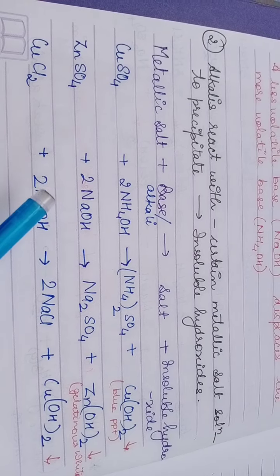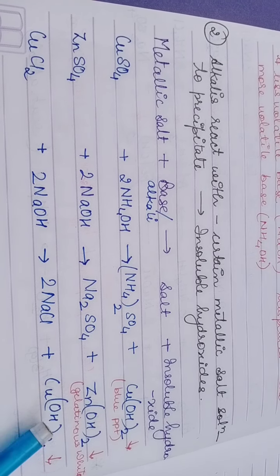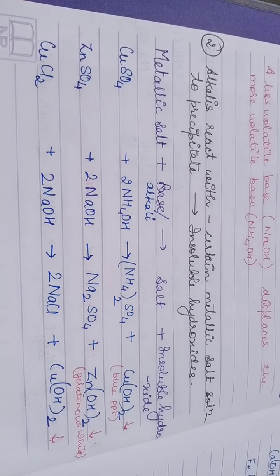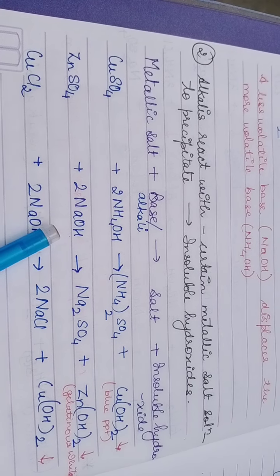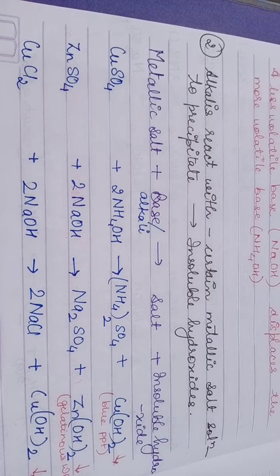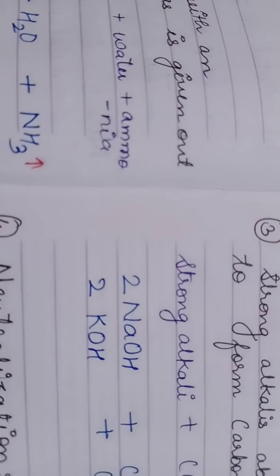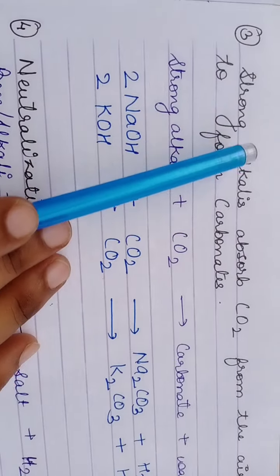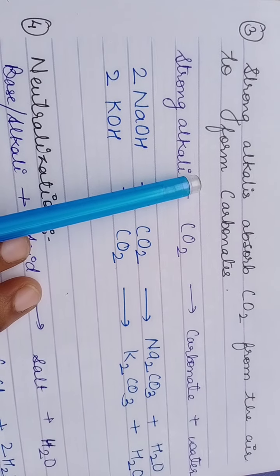Then copper chloride. When you treat with sodium hydroxide, it will give you sodium chloride and copper hydroxide. Again, copper hydroxide is a blue precipitate. So I hope that you are understanding how the question will be asked also, and the change in the color. Okay. Then we have the third chemical property, that is strong alkalis absorb carbon dioxide from the air to form carbonate.